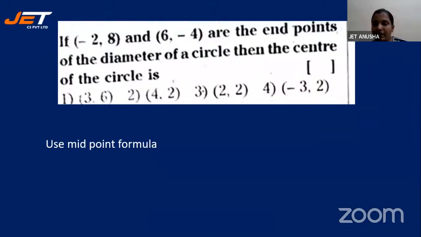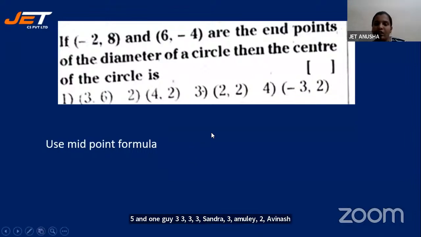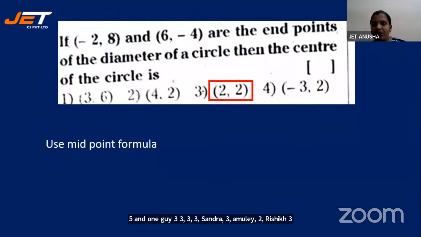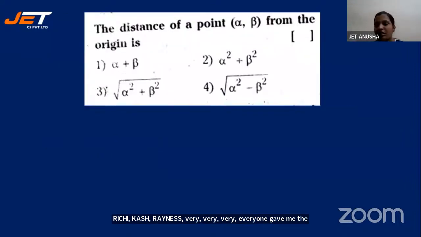Ashwin 3, Pavani Sai 3, Monica 3, Akshaya 3, Pavani 1, Gayatri 3, Akhil 3, Sandra 3, Amulya 2, Avinash 3, Rishikesh 3. So let's see what is the correct answer. 3, (2, 2). Rishikesh, Renashwari, Renuka, almost everyone gave me the correct answer. We'll go with the next question.